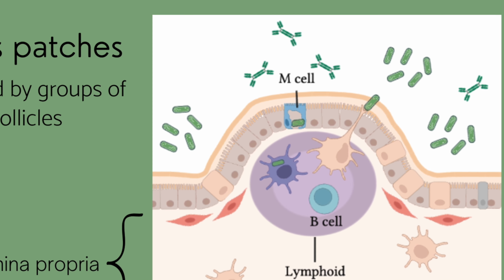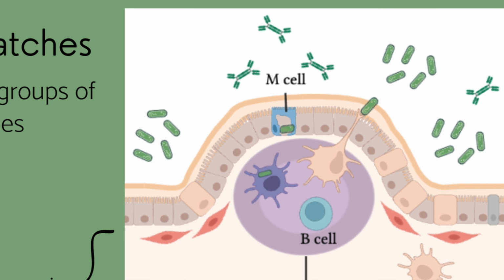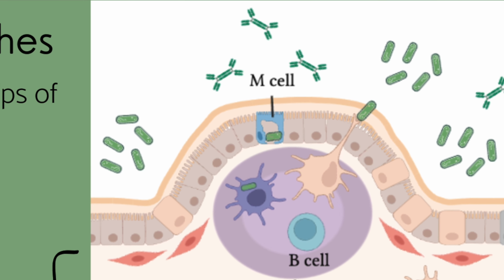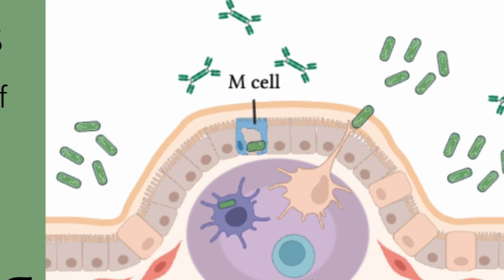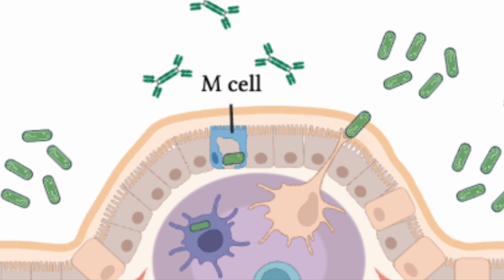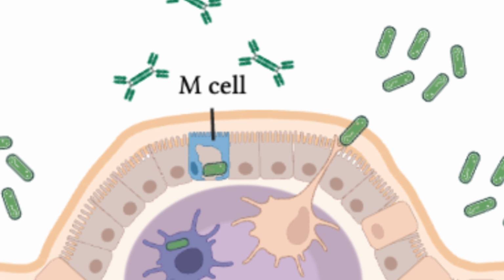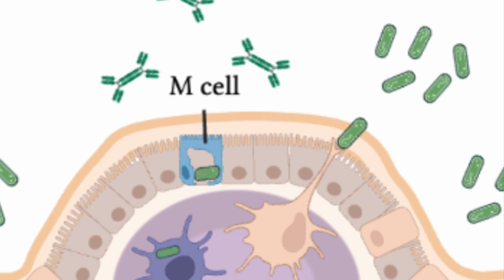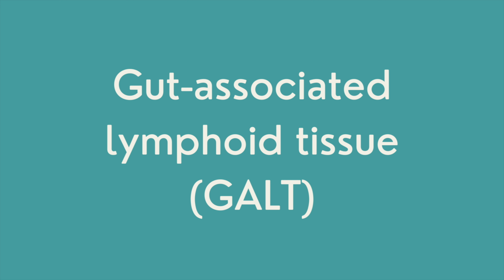These bacterial antigens bind to receptors, and then they are transported through transcytosis through the cell to underlying lymphoid tissues, where they are retained and destroyed. Next up, we have gut-associated lymphoid tissue, or GALT.